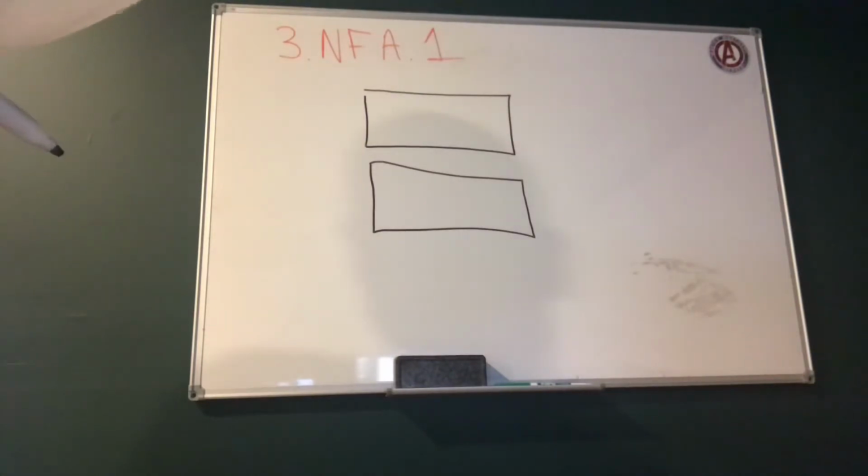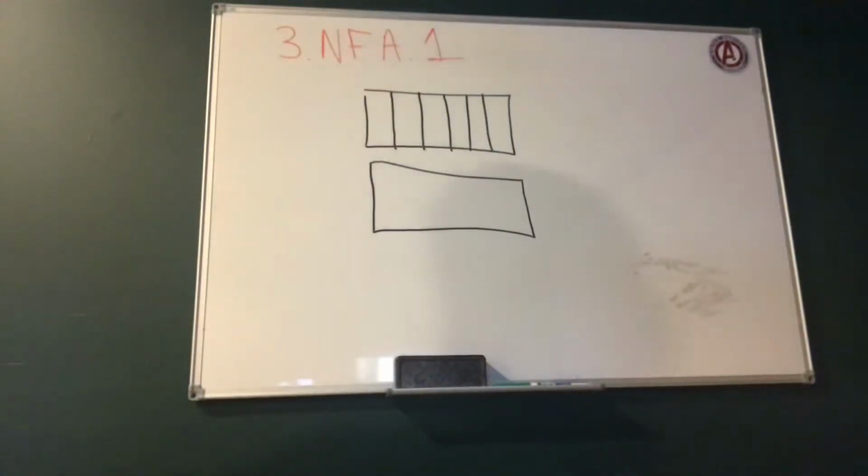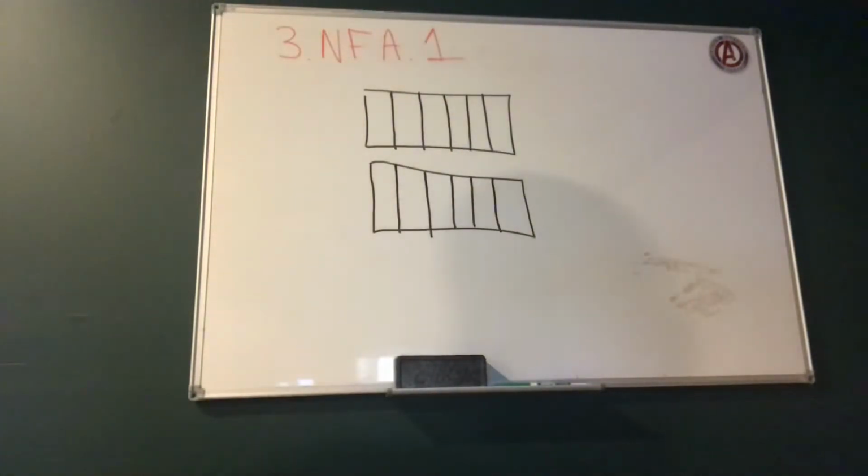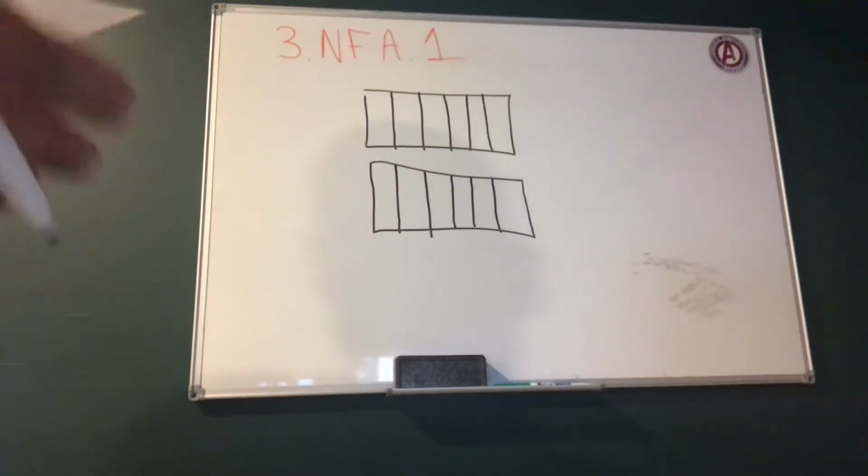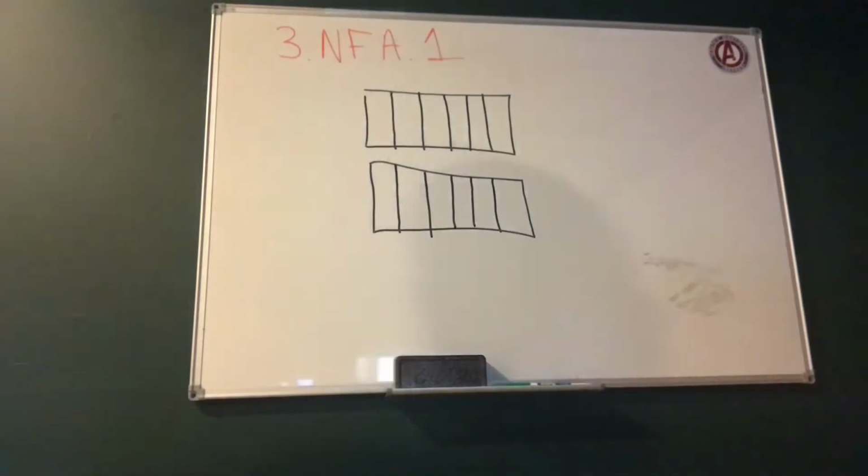Robin sliced her brownies into 6 equal pieces. So we got 1, 2, 3, 4, 5, 6. 6 equal pieces. Sean also sliced his into 6 equal pieces. So 1, 2, 3, 4, 5, and 6. After the party, Robin had more brownies left to take home than Sean did. What fraction of the whole might each person have taken home?